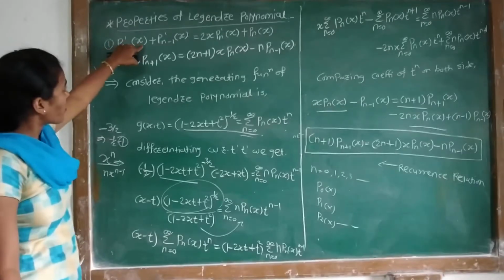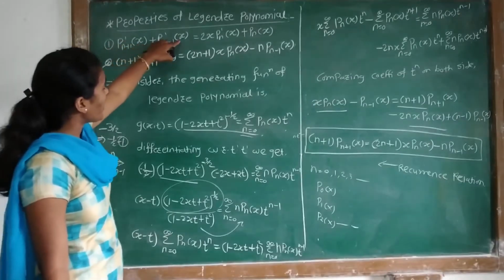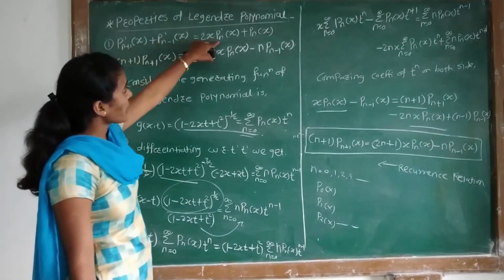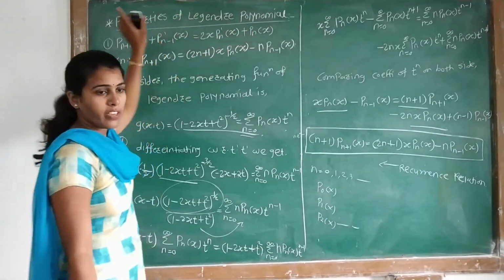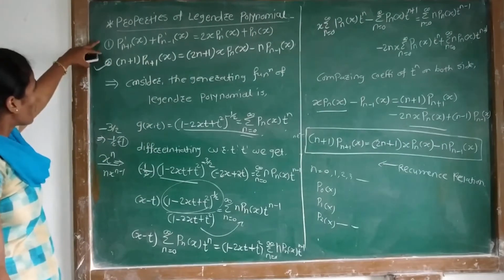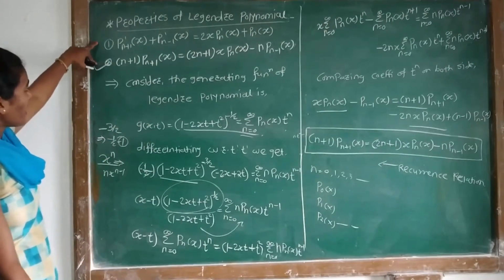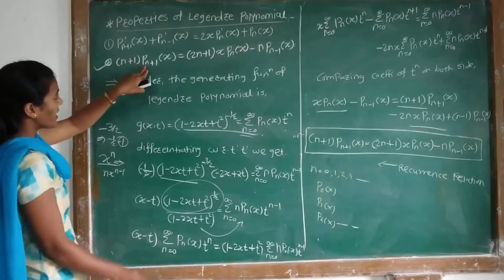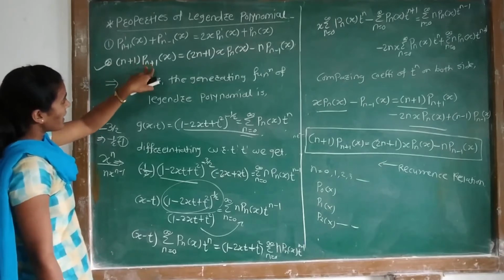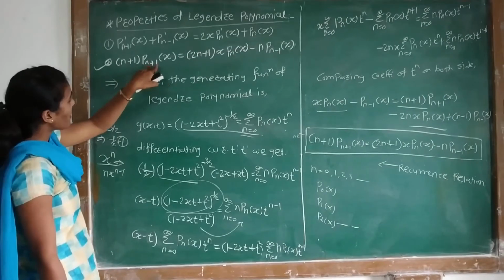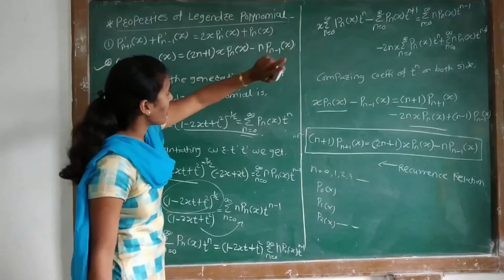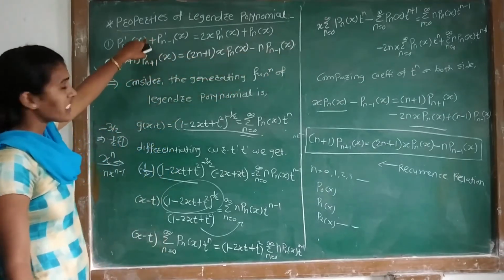Pn plus 1 dash of x plus Pn minus 1 dash of x is equal to 2x Pn dash of x plus Pn of x. These two properties are very different. In this property, we will see only the terms Pn plus 1, Pn of x and Pn minus 1. Here the dash is considered.